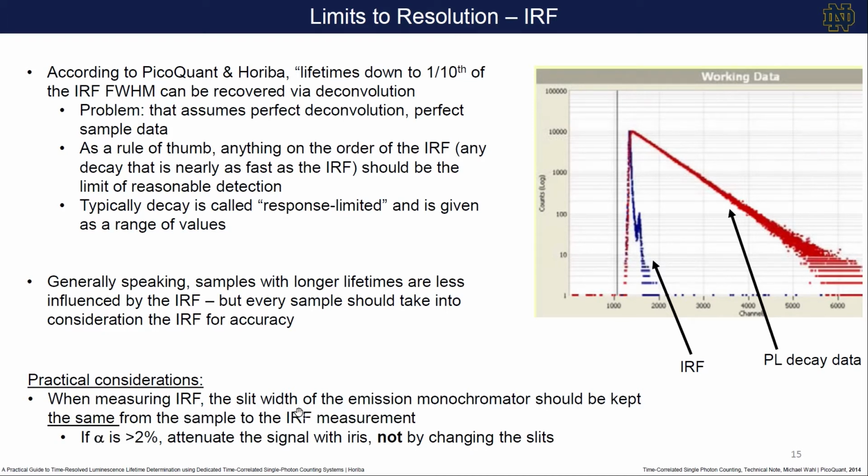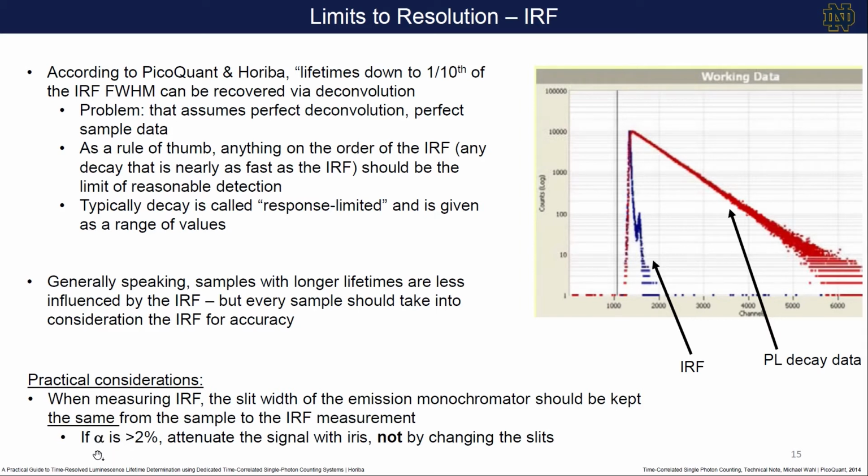As a practical consideration for our setup, when we measure the IRF of the system, it's always important to keep the slit width the same on the emission monochromator as you did for your PL decay data. So typically what you'll do is obtain your sample data, then switch that out once you're done taking data there, put your scattering sample in, and get the IRF. But make sure not to change the slit width when you do that.